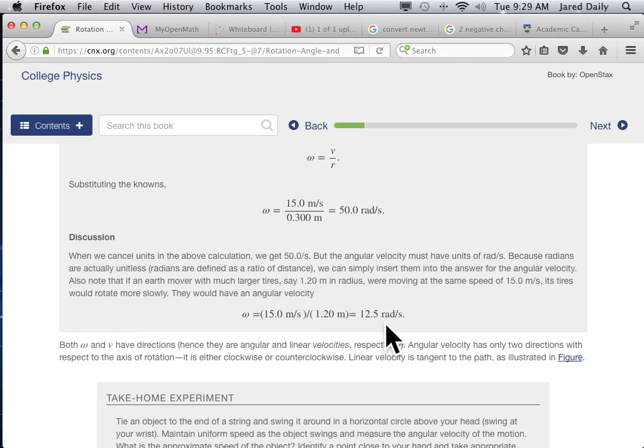Then how many times is it going to go around? 2 times. It only has to rotate 2 times to go 30 miles per hour. That's pretty impressive.